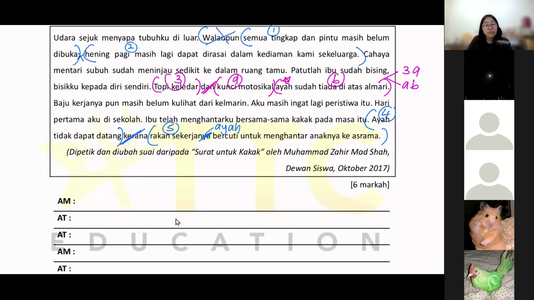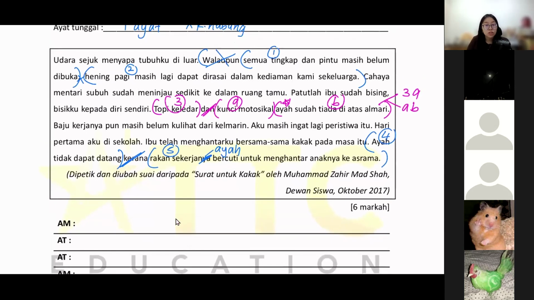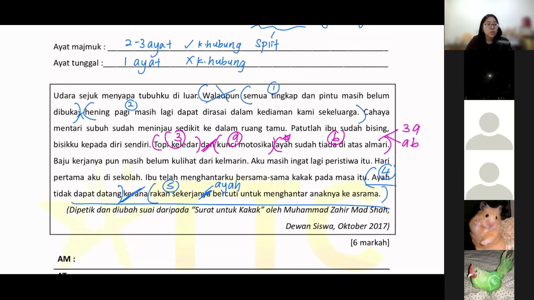So this one, 4 and 5. Can? If they underline for you already, then sometimes they will underline like this and ask you to split the sentence. If they already underline for you, you don't need to recopy the ayat majmuk. Just give your answer, ayat tunggal to ayat tunggal. Can? Like 3, 2, 1.